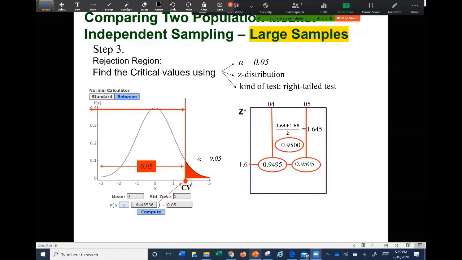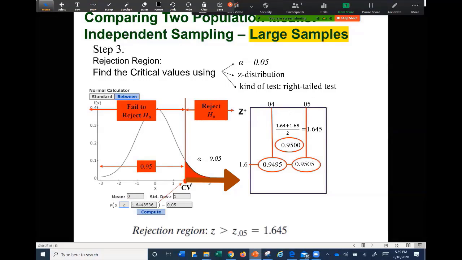My rejection region will be all Z-scores or test statistics that fall beyond 1.645. If I get a test statistic bigger than 1.645, I will reject the assumption. That is the rejection region. If my test statistic is greater than 1.645, I will reject the null.